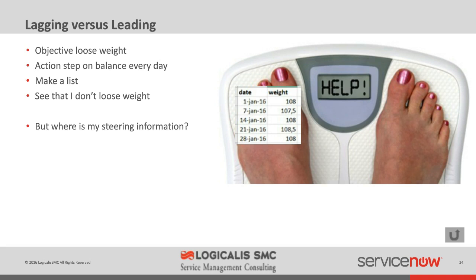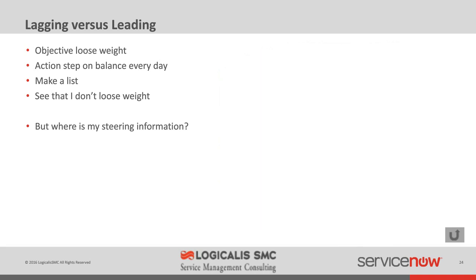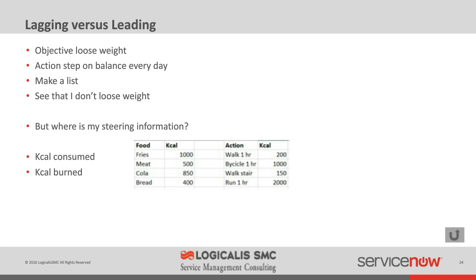If I want to lose weight, then I need more information. I need information about how many calories I have consumed and how many calories I have burned today. And if I have some basic information showing me how many calories are in the food I eat and how many calories I burn by a specific activity that I do, and then I create a list, a daily report, then it would show something like this.